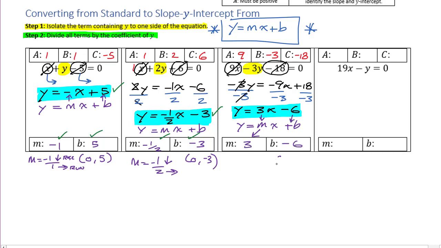So if I'm going to graph this, I would start at 0, negative 6, because that's my y-intercept, and I would use my slope. Now my slope is 3, which means 3 over 1. So I would go, it's positive, up 3, that's my rise, and to the right 1. And I'd repeat that to find more points.